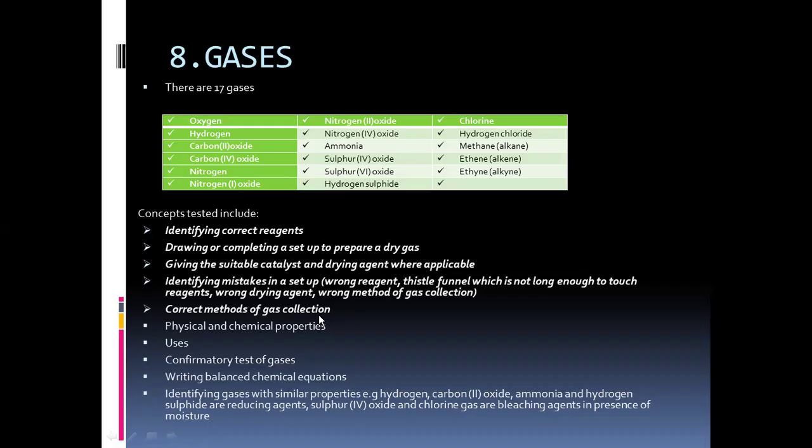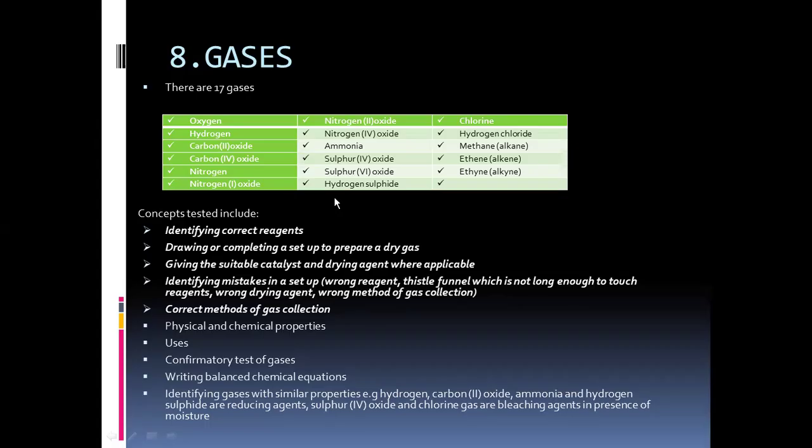Another thing is to identify the mistakes in the setup. These are the possible mistakes. Wrong reagents, that includes wrong drying agent. Use of a funnel which is left hanging. Then there is the wrong drying agent I've talked of, and wrong method of gas collection. These are key things that you need to know once you're identifying a mistake.